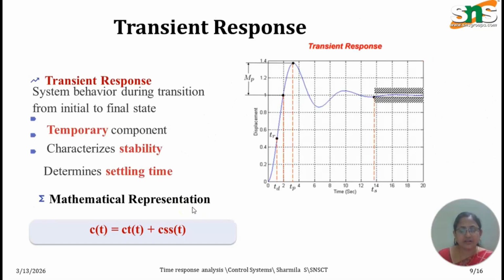It shows the transient response of the system. So in this, the transient response represents how the system transitions from the initial to the final state. It is temporary in nature and helps us determine stability and settling time, that means the speed of response, and it determines the stability of the system. The mathematical representation of the transient response is c(t) = c_t(t) + c_ss(t). Here c_t(t) represents the transient response and c_ss(t) represents the steady state response.